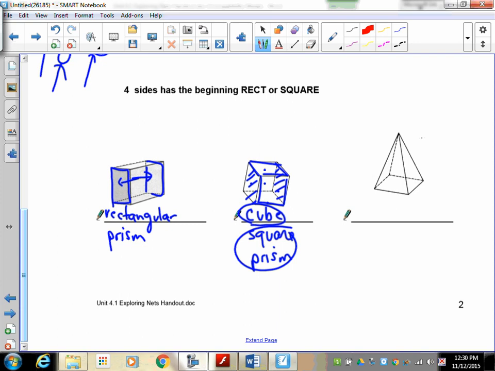Over here, you take a look at the base. Now, if this was a square base, it would be a square pyramid. Since I'm assuming this is a rectangular base, not a square, but a rectangle, we're going to call this a rectangular pyramid. Okay? Remember, pyramids come to a point.